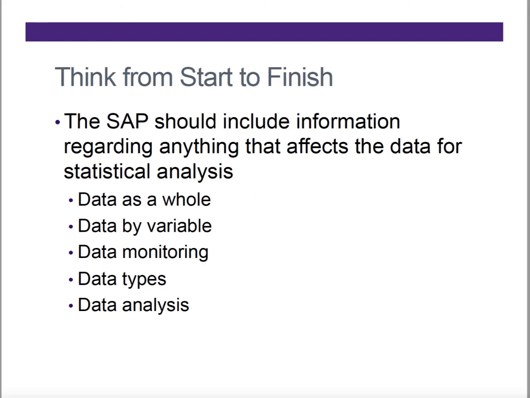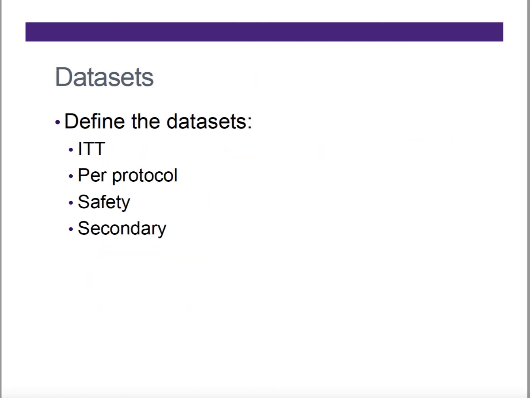We need to think of clinical trials from start to finish, and the SAP should include anything that affects the data for statistical analysis. So data as a whole, data by variable, data monitoring, data types, data analysis. You need to define the data sets that you have. What is your intention to treat or modified intention to treat? What's per protocol? What are the safety analyses? And what are the secondary analyses?